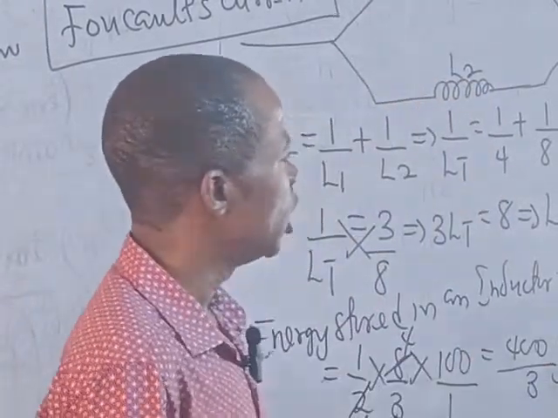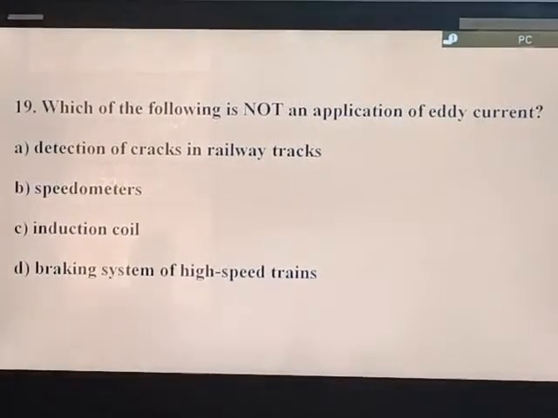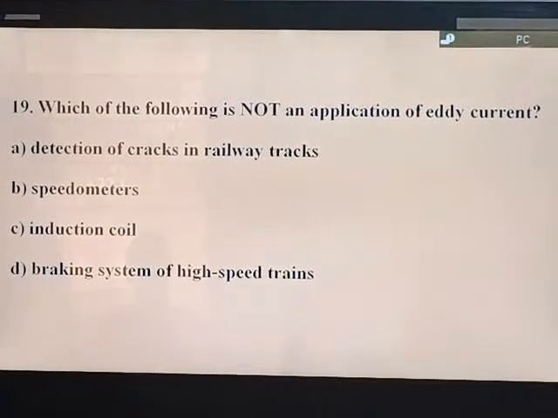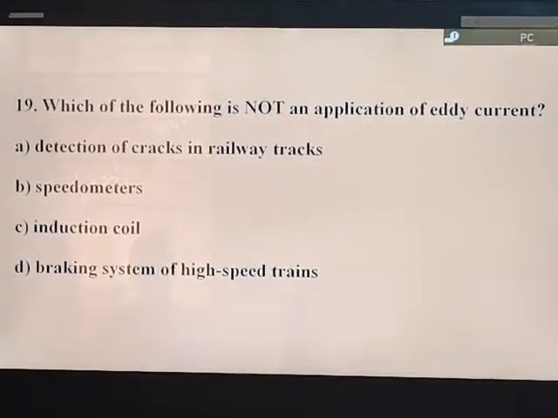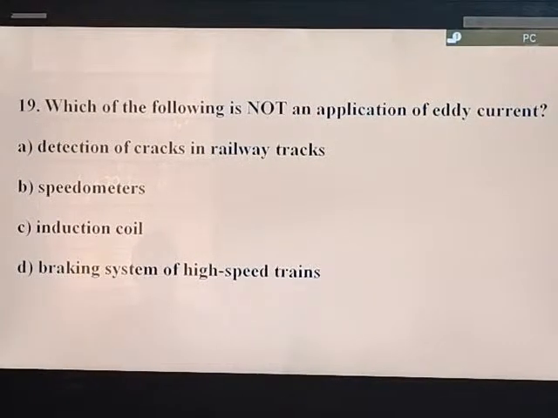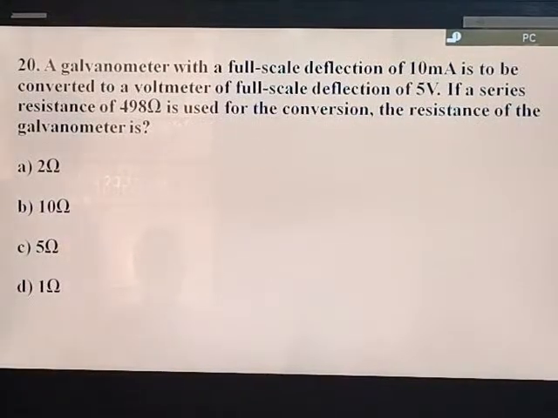Not only that, if you're looking at the induction coil, that is also one of the applications of eddy current. The only one out of the four options that is not an application of eddy current is detection of cracks in railway tracks. So the correct option for this is option A. So let's take note of this. Let's go to the last question now. Number 20. Let's connect the board first.